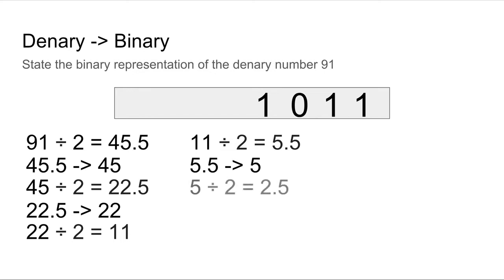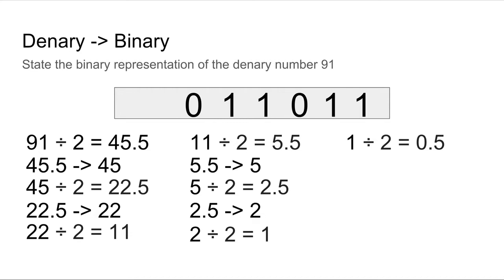Divide that by 2, we get 2.5. And that means the next digit is also a 1. Round 2.5 down, we get 2. Divide that by 2, we get 1, which is a whole number, so it's going to be a 0. 1 divided by 2 is 0.5. That's a decimal, so we get a 1. And then 0.5 rounds down to 0, and that's where we stop, because no matter how many times you divide 0 by 2, you're going to get 0. So we have infinite zeros after this.